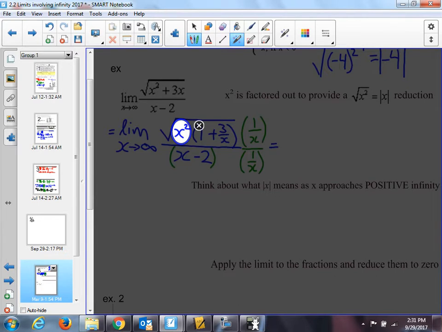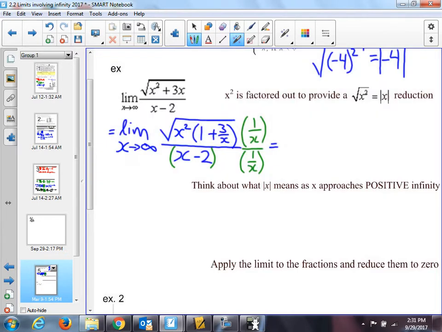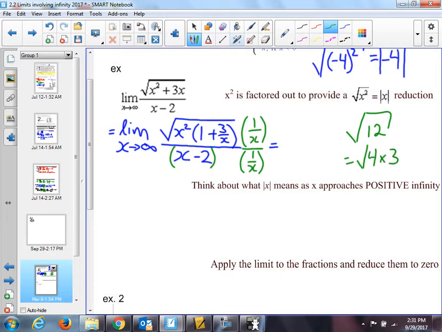This is no different than when you get the square root of 12, which is equal to the square root of 4 times 3, right? And you'd say, well, the square root of 4 is 2. Leave the 3 behind. You guys have done stuff like that. This is just more abstract because it's x's. You guys see this as being the same thing?